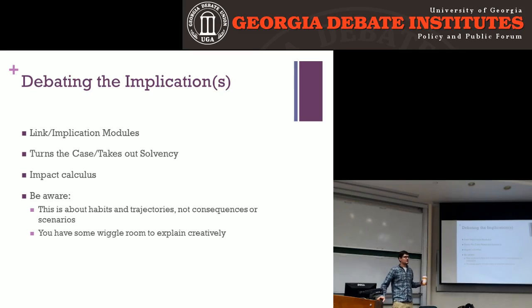Okay, so a few things to be aware of. First of all, big fancy sentence, right? Implications are about habits and trajectories, not consequences and scenarios. Okay, so you experience much consternation when you're reading the security critique, where people say, how exactly is our security rhetoric going to cause a war, right?